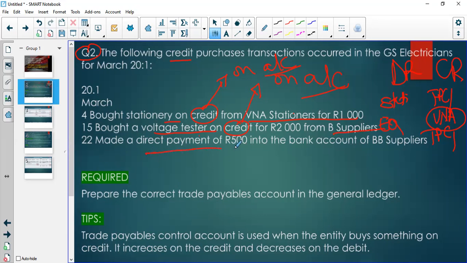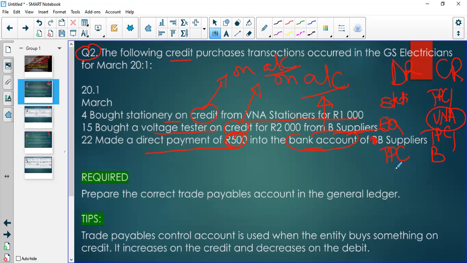Then we made a direct payment for 500 into the bank account of BB Suppliers. Right, so we made a payment. So trade payables control is being reduced. The amount owing has been reduced by 500. Trade payables is a liability. Liabilities decrease on the debit and increase on the credit. And our bank account, we're going to credit because money went out. So the balance is decreased. Brilliant.